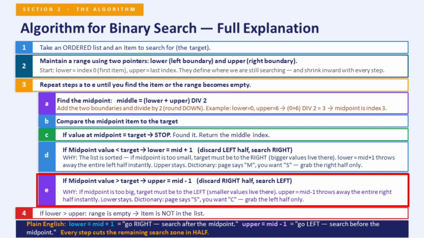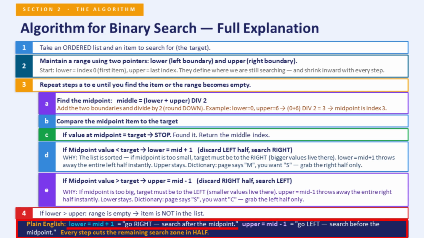So to summarize the logic of D and E in plain English, lower equals mid plus 1 means start searching from just after the midpoint, go right. Upper equals mid minus 1 means stop searching just before the midpoint, go left. Together, these two lines are what give binary search its power. Every single comparison cuts the remaining search zone in half. Step 4. If lower ever becomes greater than upper, the range is empty. There is nothing left to search. The item is not in the list.